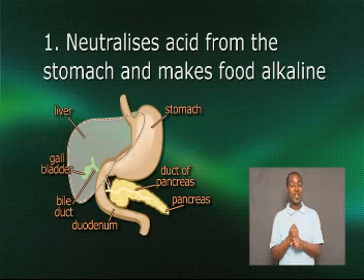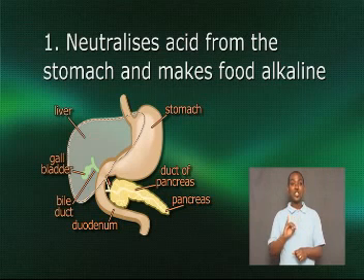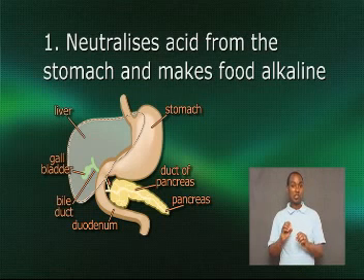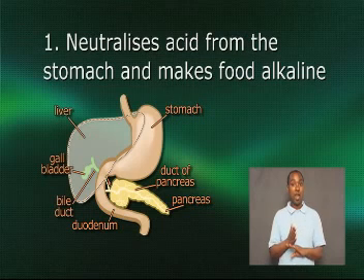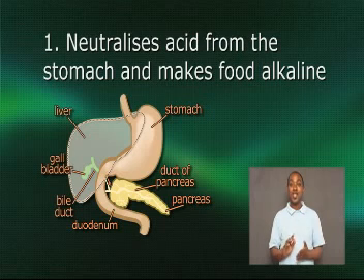The first job is that it neutralizes the acid from the stomach and makes semi-digested food alkaline. Enzymes that work in the small intestine work most effectively in alkaline conditions. So this makes the small intestine an ideal environment.